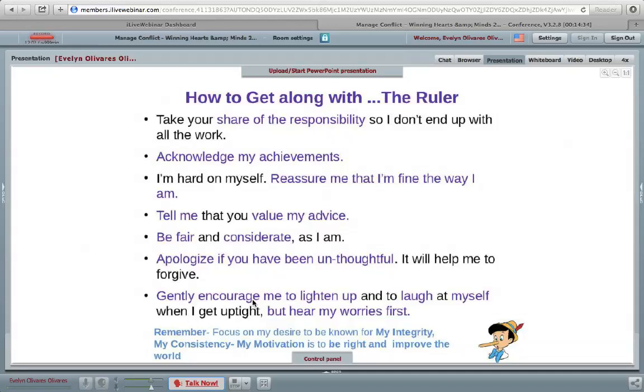It will help me to forgive. Gently encourage me to lighten up and to laugh at myself. When I get uptight, help me to laugh, help me to find the joy. But hear my worries first. Remember that I focus on my desire to be known for my integrity and my consistency. My motivation is to be right and to improve the world.